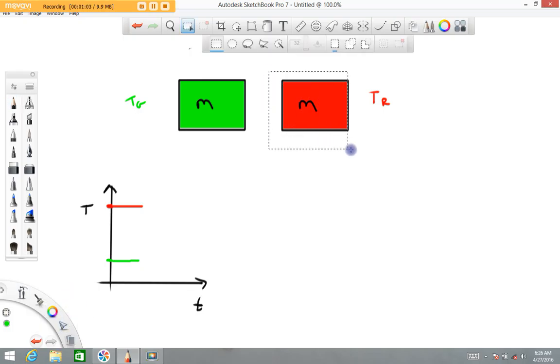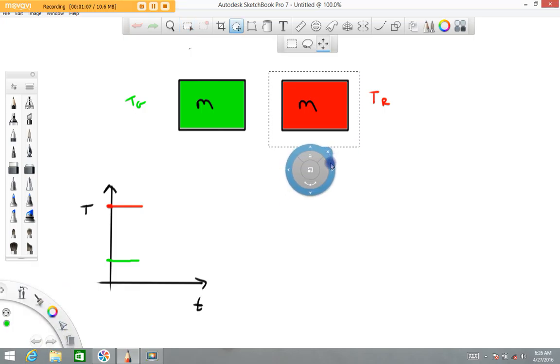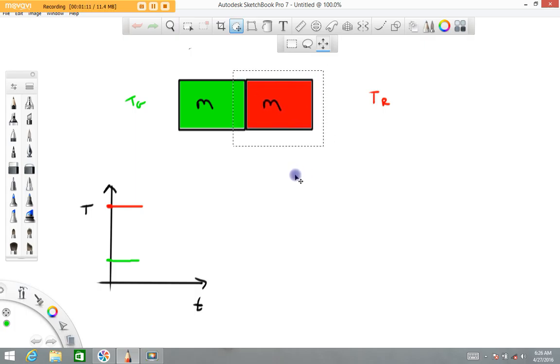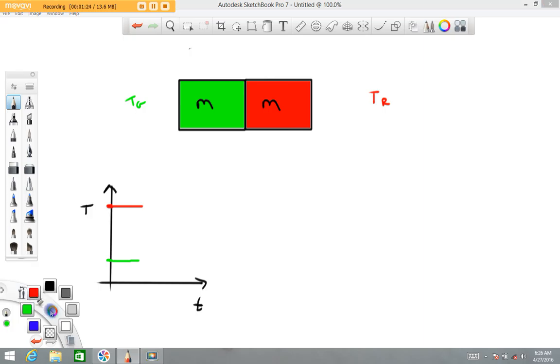Now what we're going to imagine is this. Imagine that we take this red mass and we put it in what's called thermal contact with the green mass. Now usually that does actually mean physical contact here. Right? So imagine these things are now in direct physical contact. But keep in mind the red mass is hotter than the green mass. So what's going to occur is that we're going to get energy transfer in this direction, right?